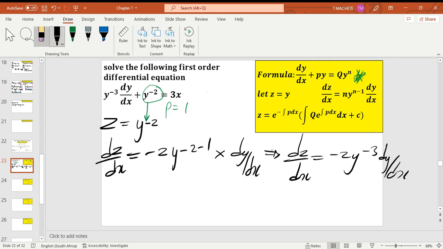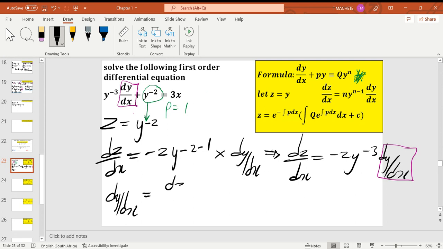So once you get to this point, look at your original equation. You see your original equation had dy over dx. So this simply means that from this equation you have to make that dy over dx the subject of the formula. You have to derive it. So dy over dx will be equal to, to make that dy over dx the subject of the formula, we need to get rid of minus 2y to the power minus 3.